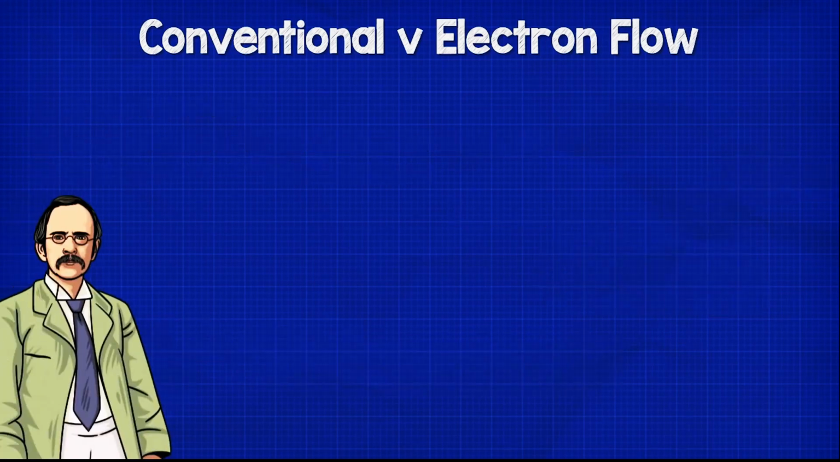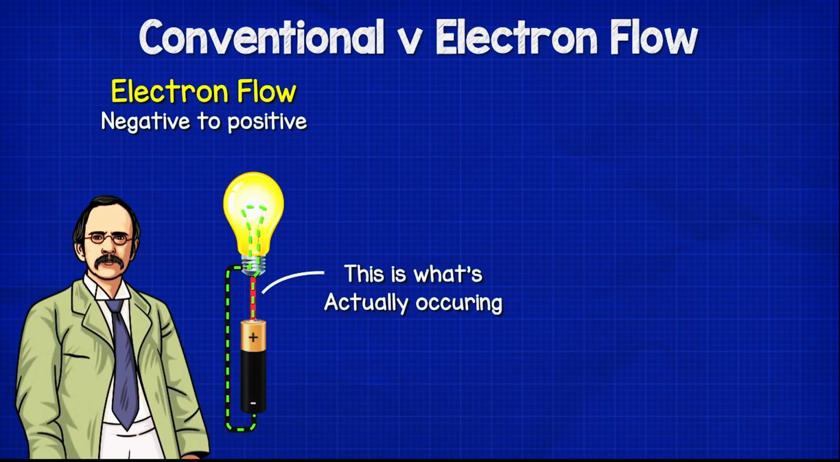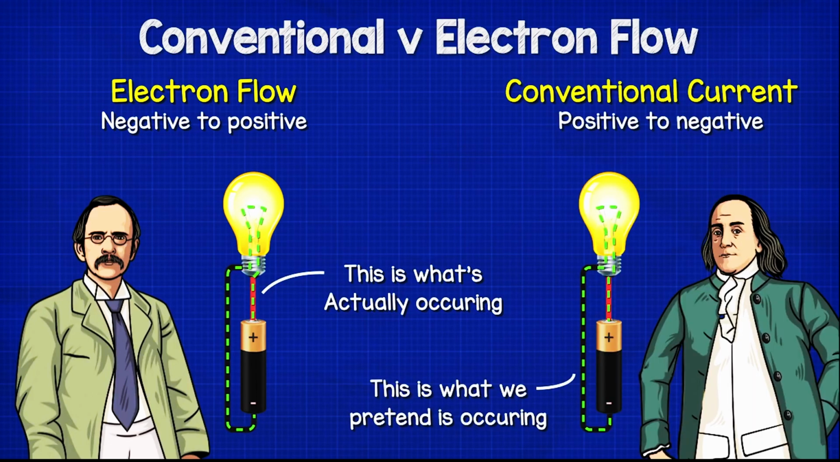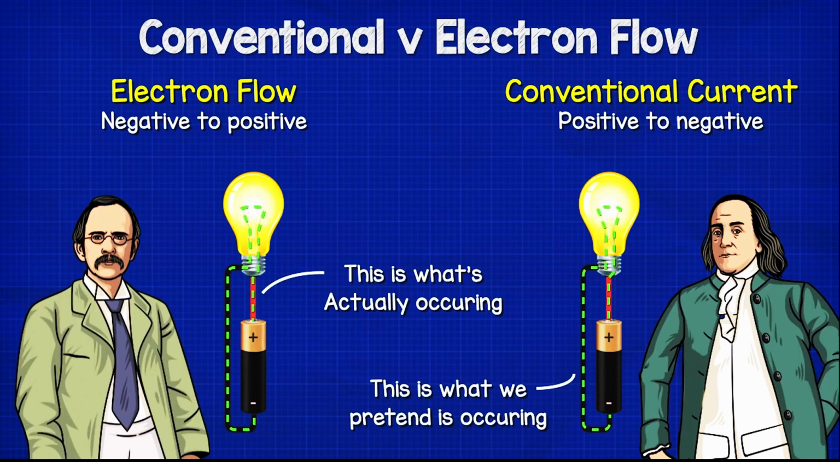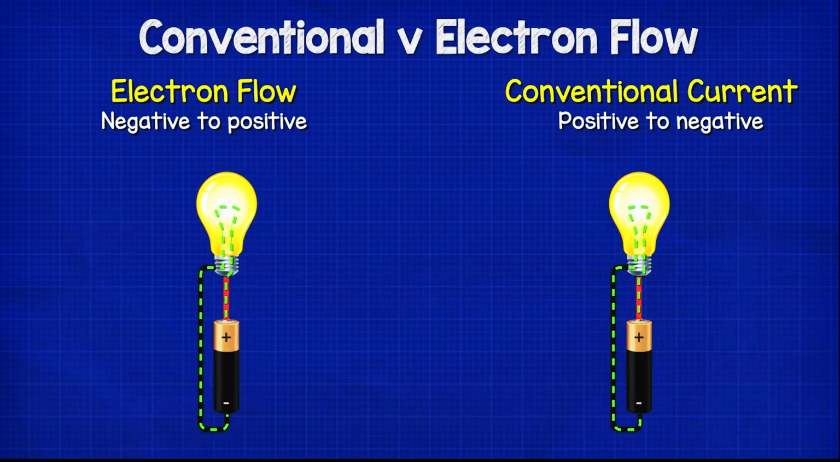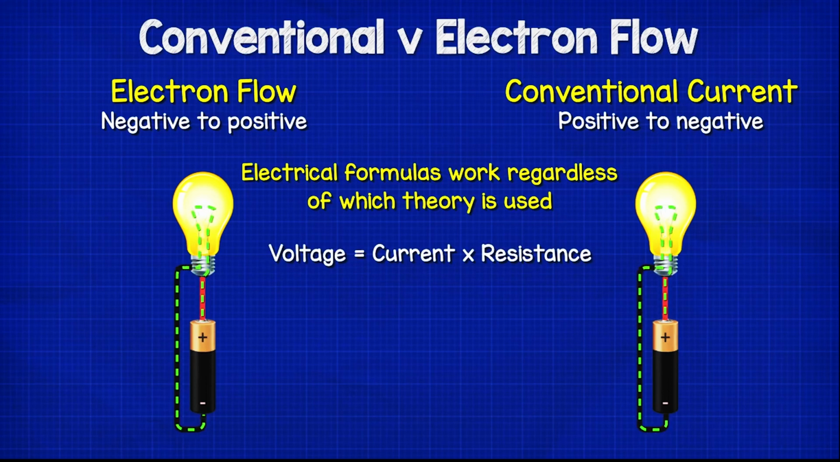Joseph Thomson's theory became known as electron flow, because it's the flow of electrons. And so what's actually occurring is electrons are flowing in a circuit from the negative to the positive terminal, and not the positive to the negative. However, it doesn't really matter what's moving inside the wire or in which direction, because the electrical engineering formulas we use do not take this into account, so they will still come out with the same answers.